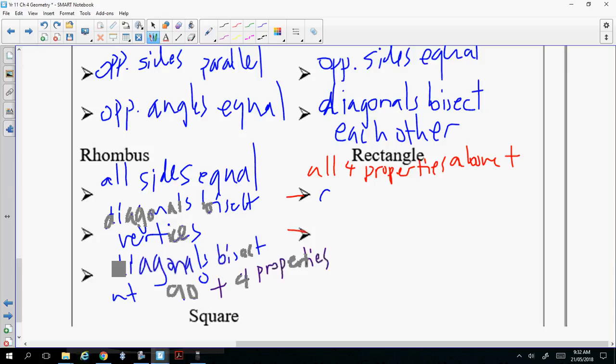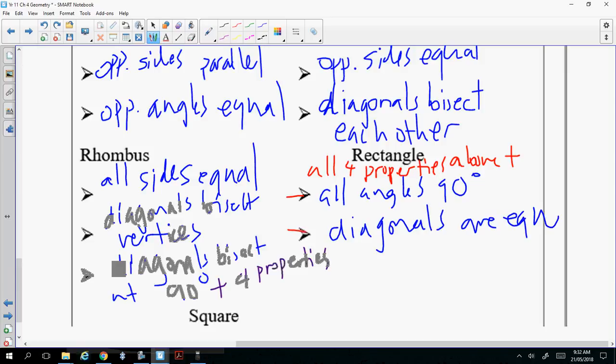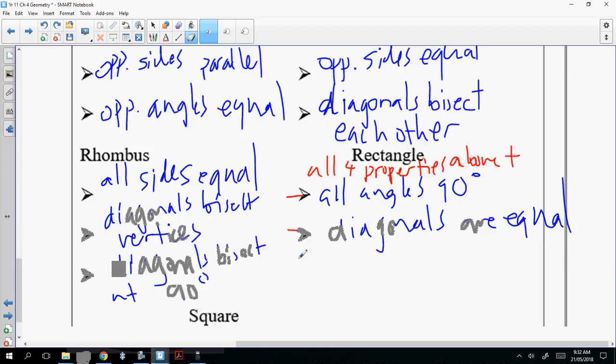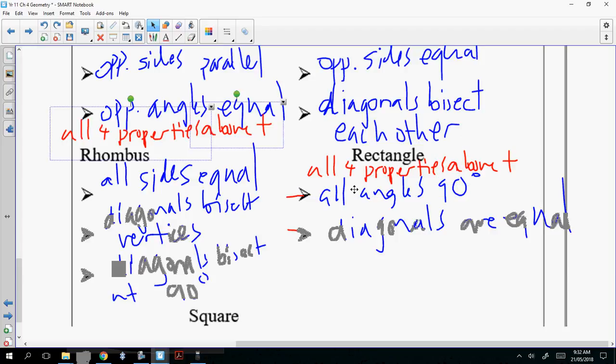Yeah, I should write this over here. Alright, so I should write this here for the rhombus as well. All four properties above plus these three additional properties. Okay, all right.